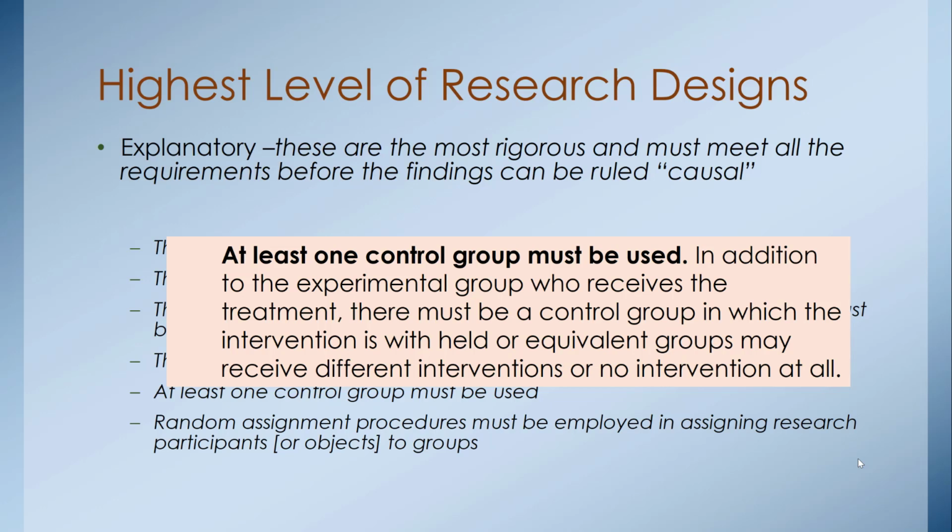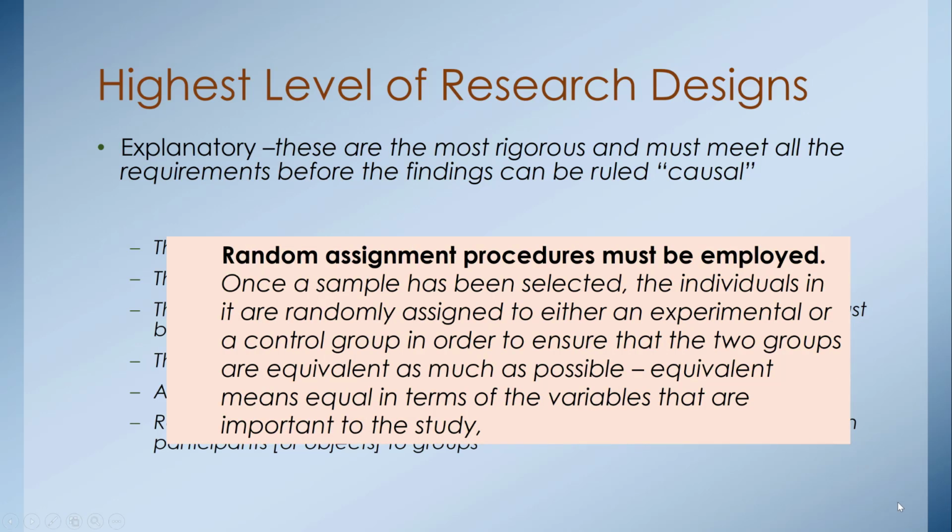And then when you have the groups, you're going to have a control group and you're going to have an experimental group, and there must be random assignment procedures employed when you're assigning the individuals to those groups, because this actually helps in terms of trying to ensure that the groups are equivalent in areas or variables that are important to the study. So random assignment is very important. And just like random sampling, random assignment is not a haphazard method.